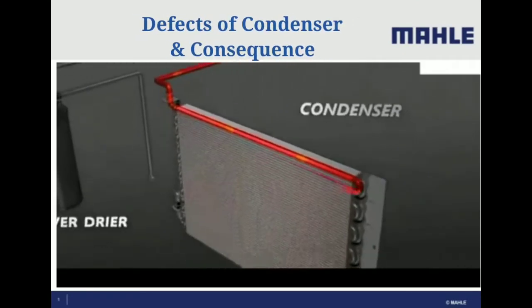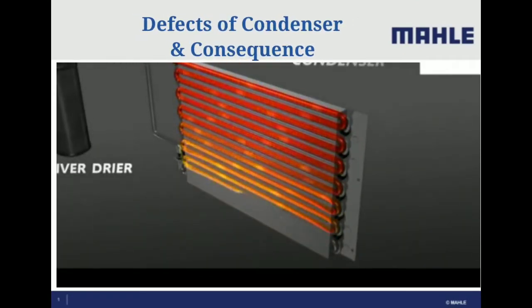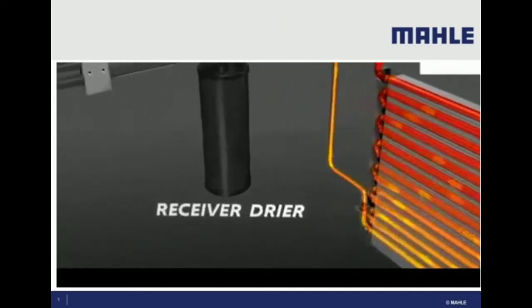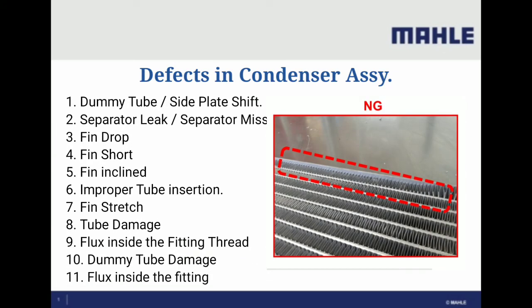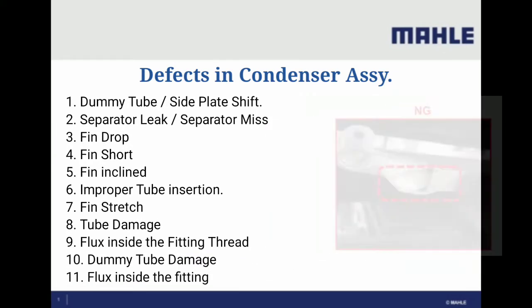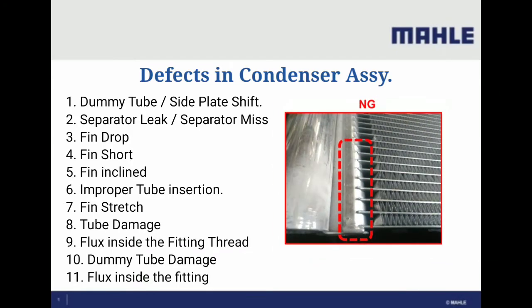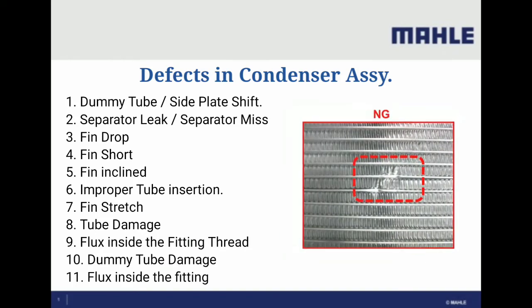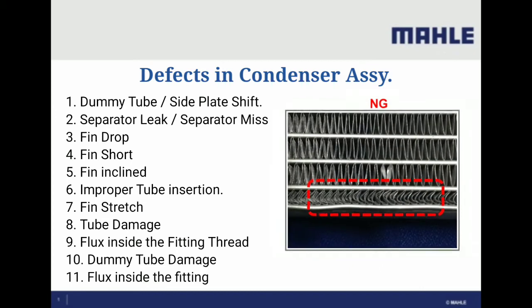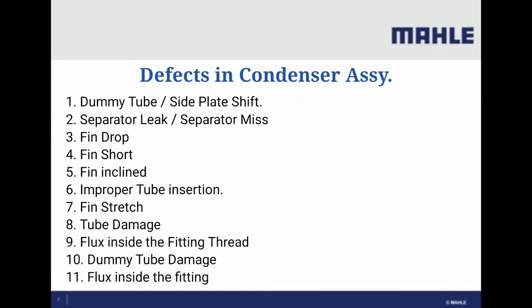Today we are going to discuss the general defects in condenser assembly and their consequences. So let's quickly take a look at the condenser defects: dummy tube shift, separator leak, fin drop, fin short, fin incline, improper tube insertion, fin stretch, tube damage, flux inside the fitting thread, dummy tube damage, flux inside the fitting. Now we are discussing all defects one by one.